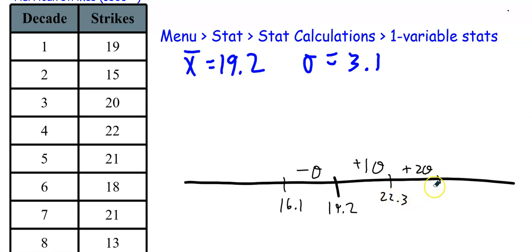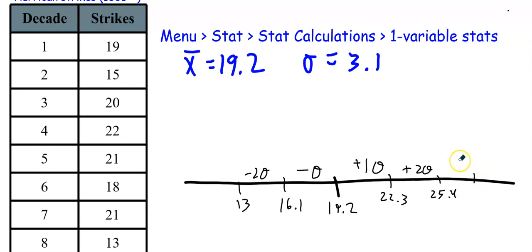That would be plus another 3.1, so 25.4. And then subtract 3.1, so I'm going to go minus 2 standard deviations to the left. So that would be minus 3.1, which would be 13. And we go one more.